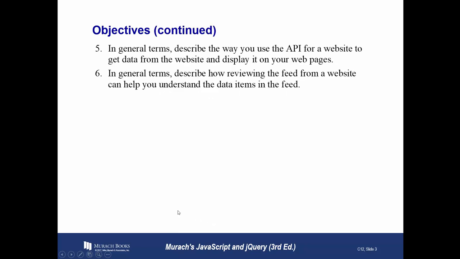Number 5, in general terms, describe the way you use the API for a website to get data from the website and display it on your web pages. And number 6, in general terms, describe how reviewing the feed from a website can help you understand the data items in the feed.